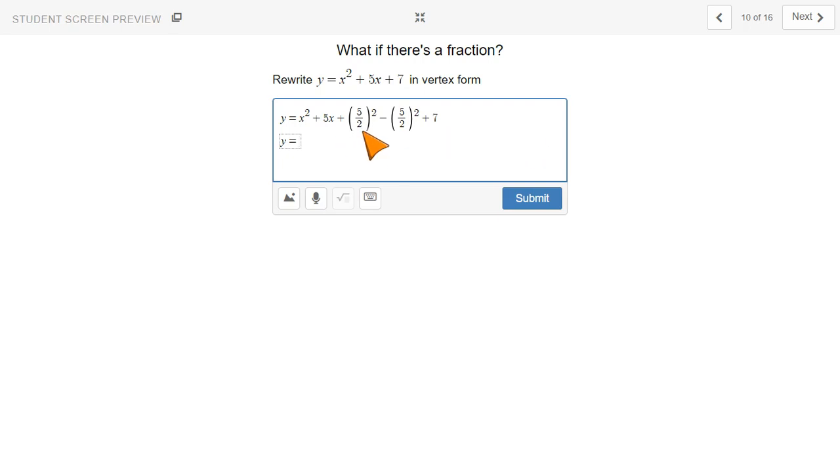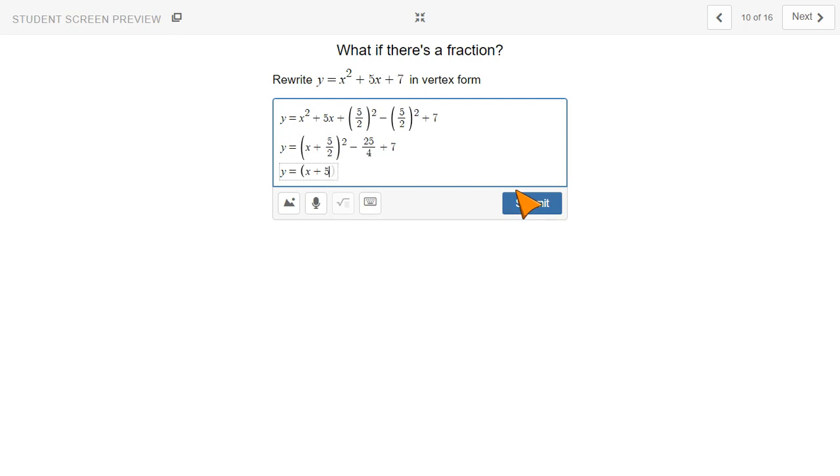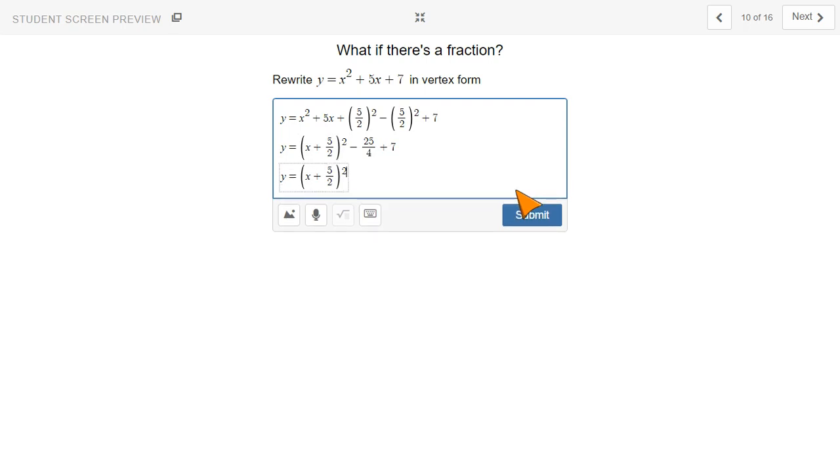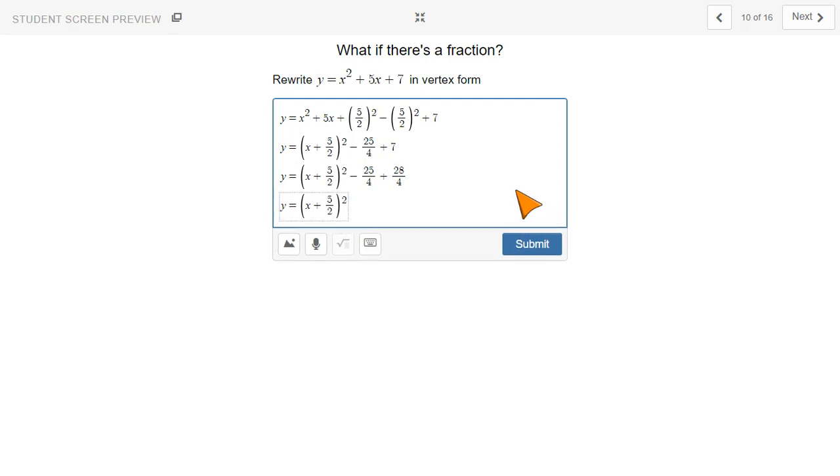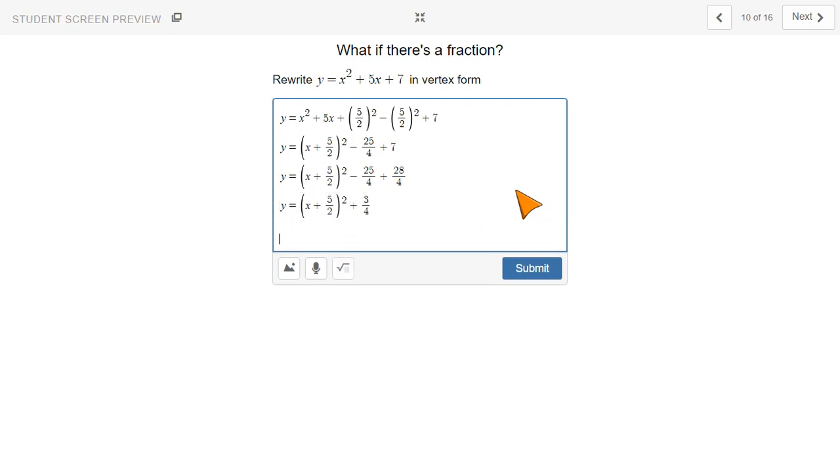Let's factor. Since this is our squared term, we know what the y is. So we have x plus 5 over 2 all squared minus 25 over 4 plus 7. Let's continue to simplify by collecting the like terms. 25 over 4 plus 28 over 4. x plus 5 over 2, and now dealing with our fractions, we have 3 over 4.